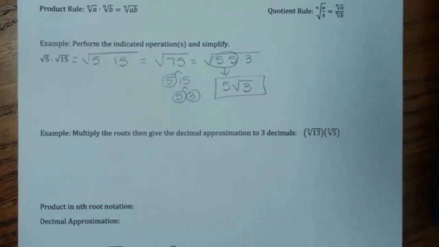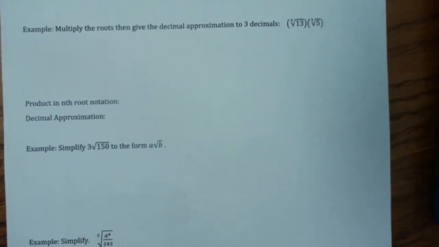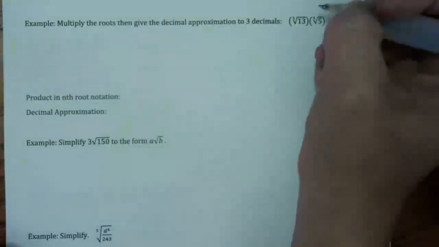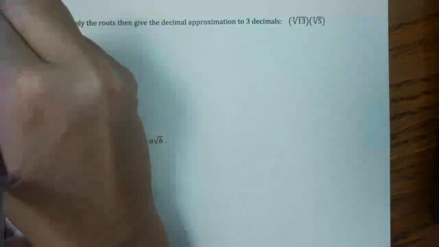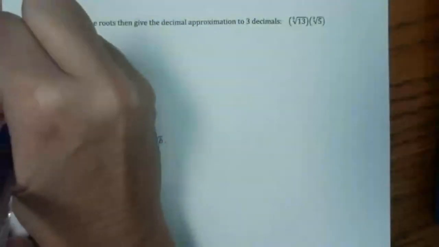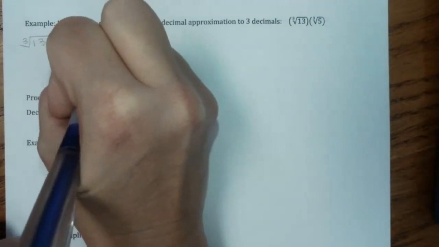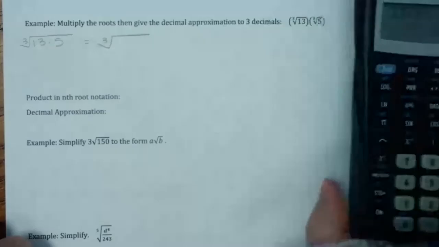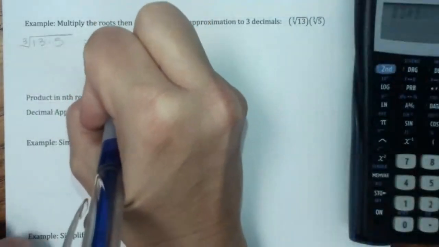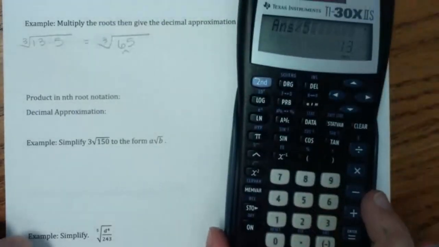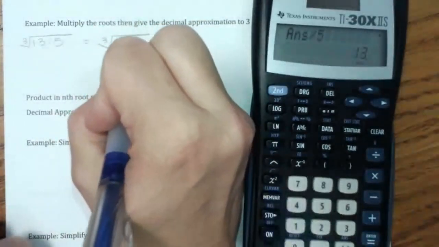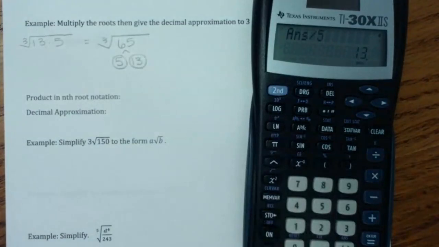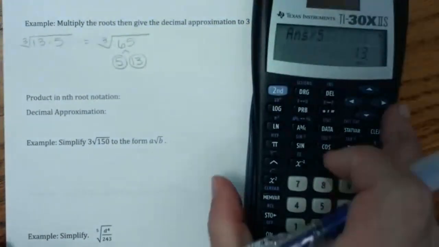Next one, multiply the roots, then give the decimal approximation to 3 decimals. So the cube root of 13 times the cube root of 5. They're both cube roots, so I can write it underneath the same cube root. So the cube root of 13 times 5, which will give us 65. Let's break down 65. So 65 is 5 and 13. 5 can't be broken down. 13 can't be broken down. So that means I can't simplify this any further.